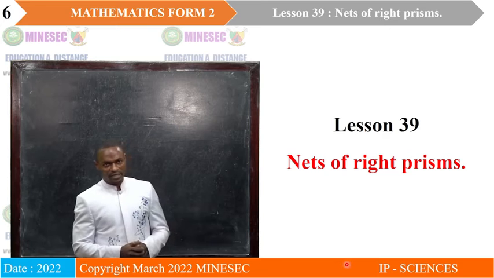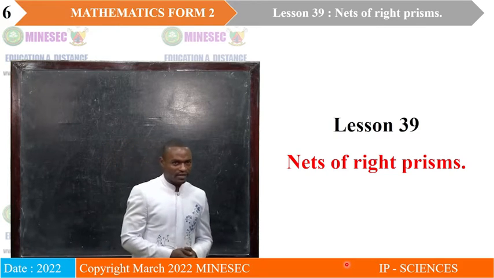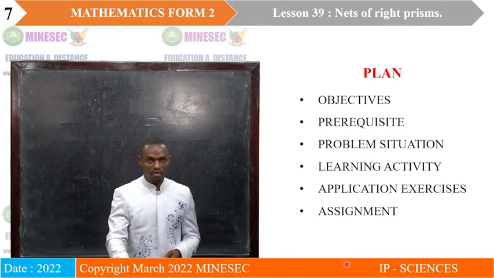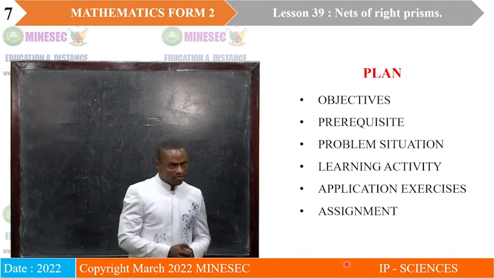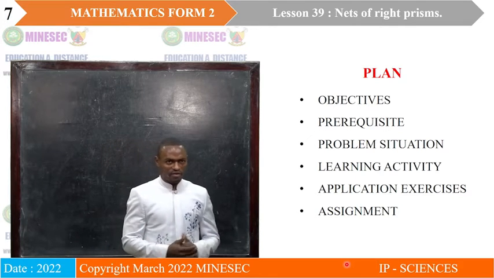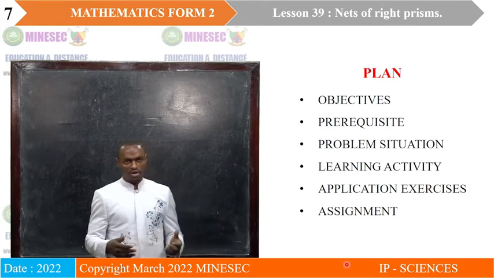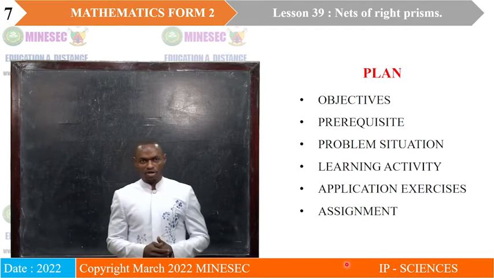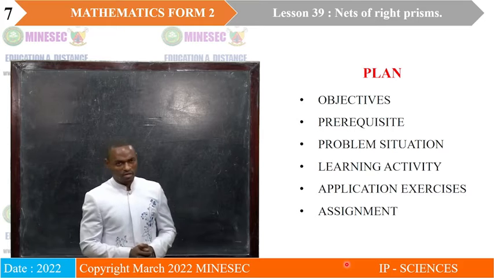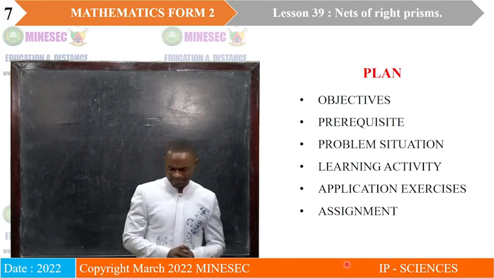Our lesson proper, lesson 39, is titled Nets of Right Prisms. This is a plan for the lesson. We are going to begin with the objectives, prerequisite, problem situation, learning activity, application exercises, and we'll end up with an assignment.